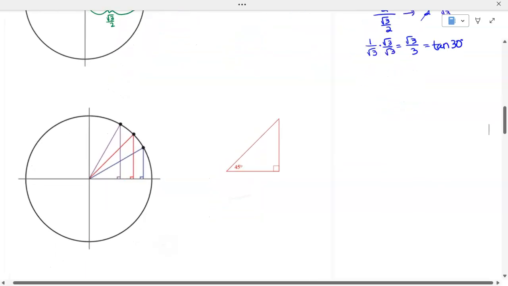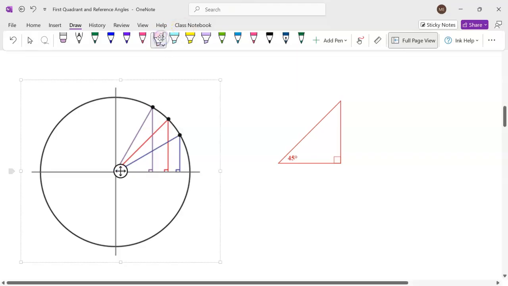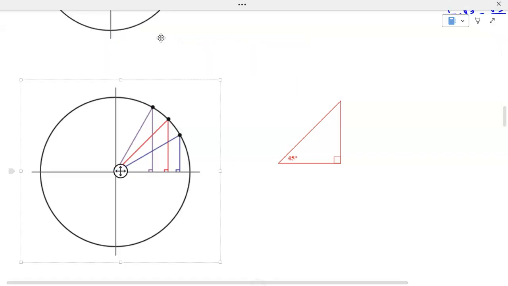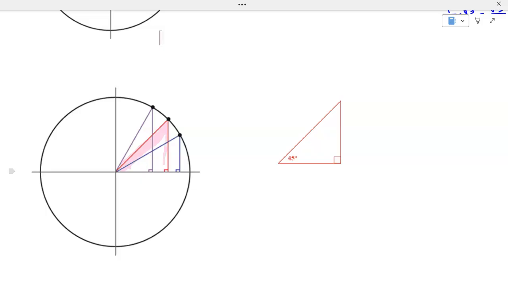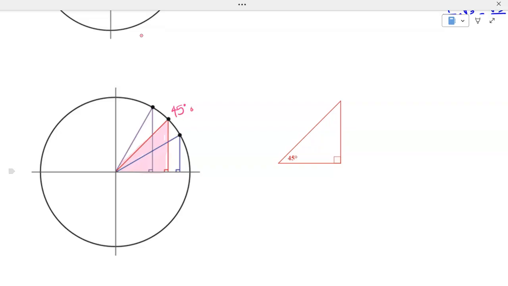All right, let's go to our next point on our unit circle, or next angle on our unit circle. And this is right here at 45 degrees. I'm going to highlight my triangle here. We know this is at 45 degrees, or pi over 4 radians. And that means this angle right here is going to be 45 degrees or pi over 4 radians.